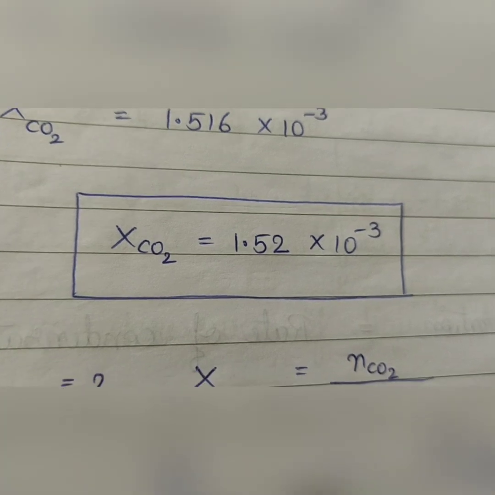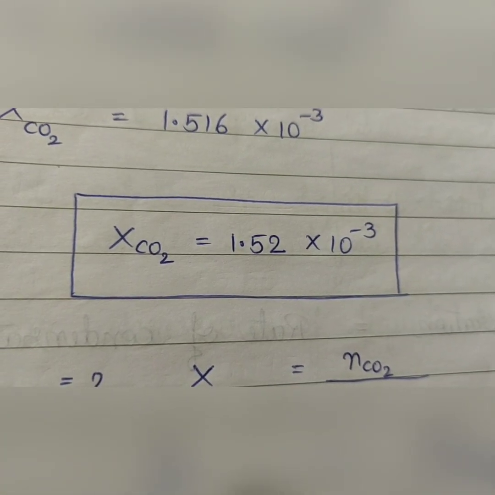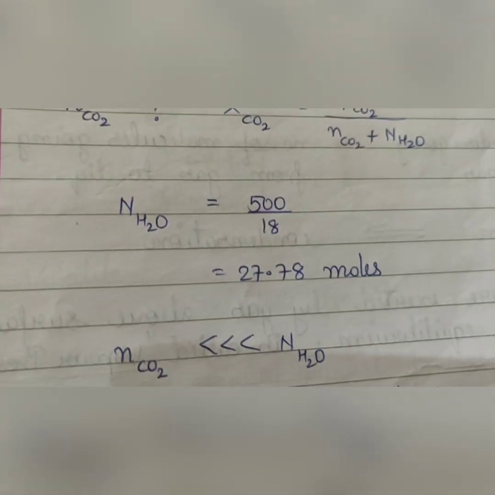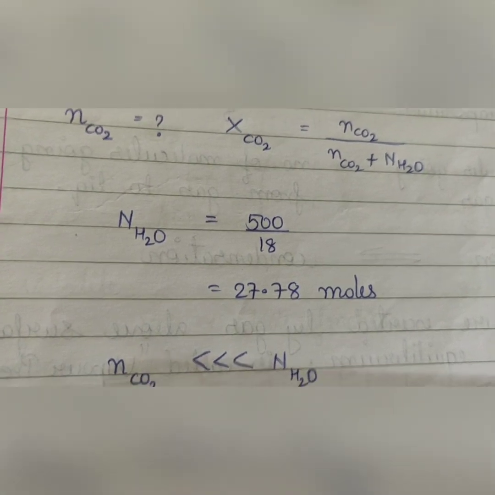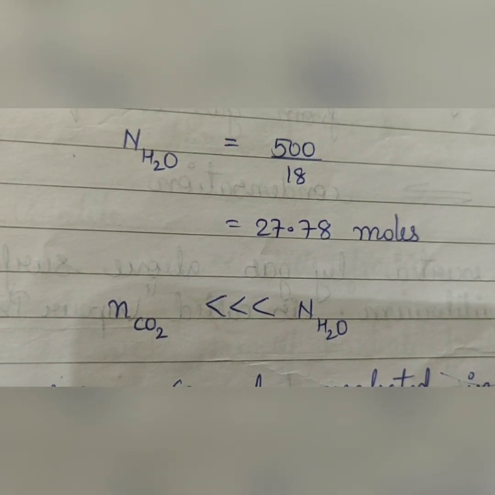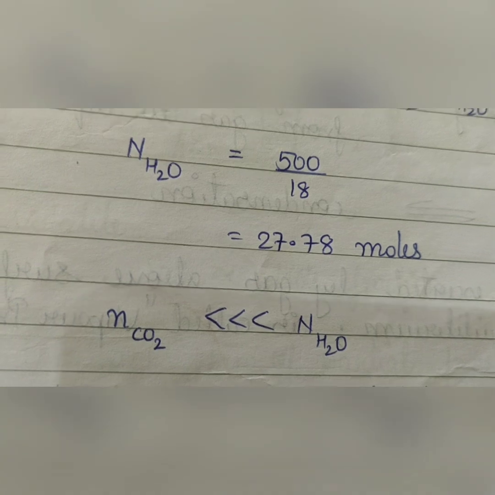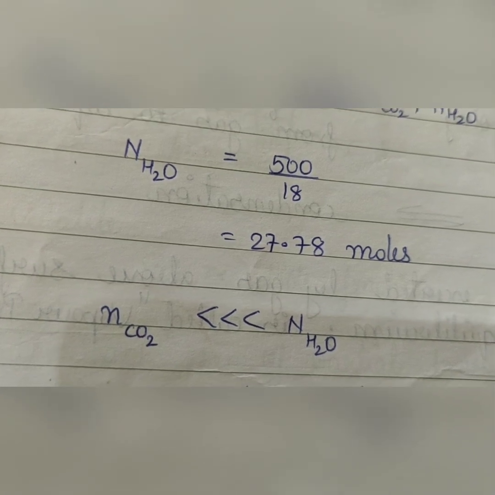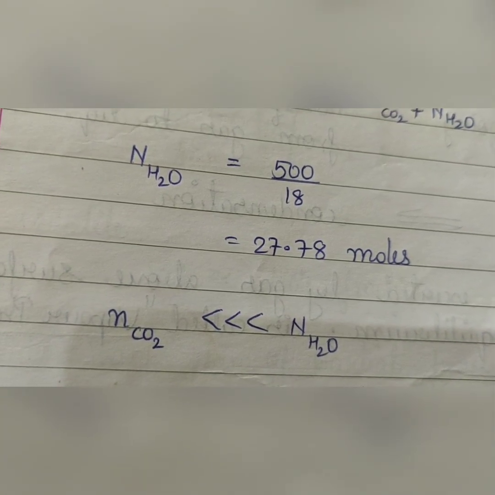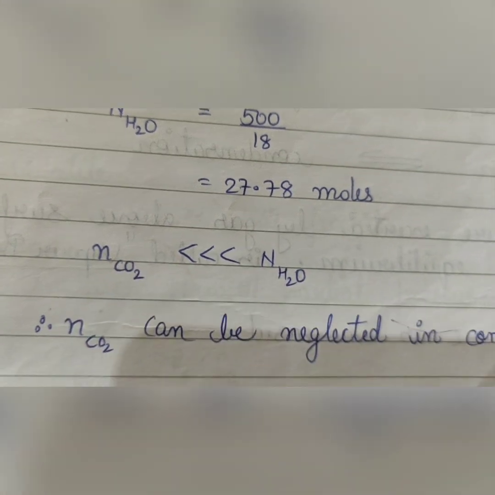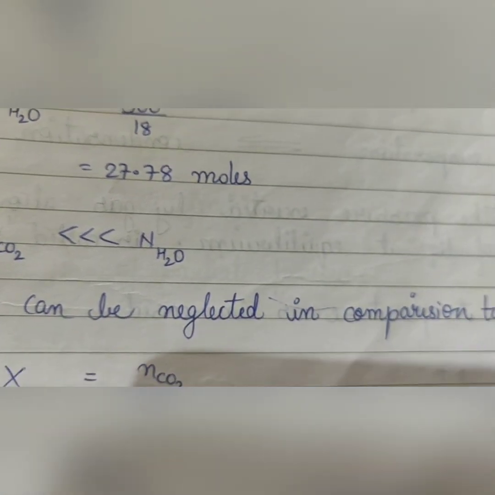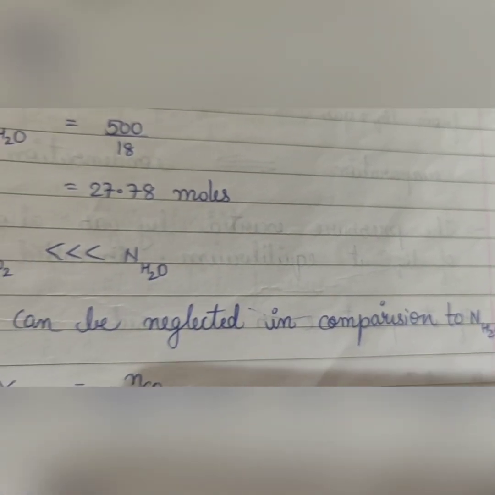Now if we compare, the mole fraction is 1.5 into 10 raised to minus 3 and the number of moles of water are 27.78. So from the mole fraction value, we can clearly say that the number of moles of carbon dioxide are very less as compared to the number of moles of water. So we can neglect it. The number of moles of carbon dioxide can be neglected in comparison to the number of moles of water.